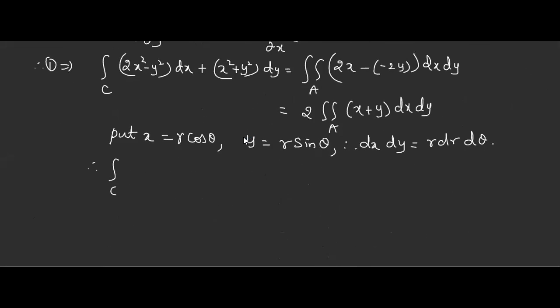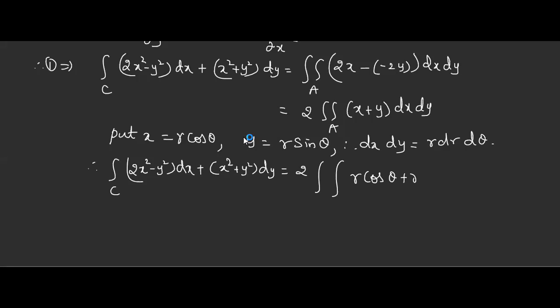Therefore, the integration over C of 2x square minus y square dx plus x square plus y square dy is going to be, I'll substitute, 2, I have to write as it is, the double integration. Now, what is my x? Let's see the substitution. r cos theta. What is my y? r sin theta. What is my dx dy? r dr d theta.